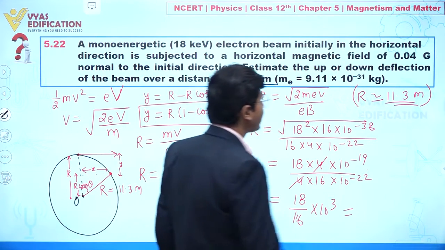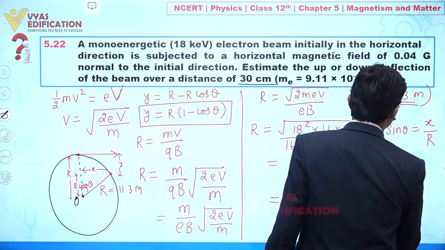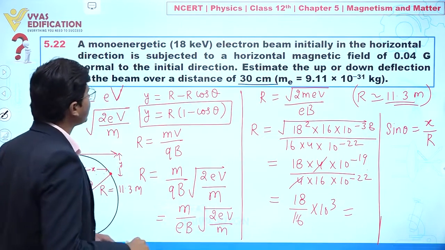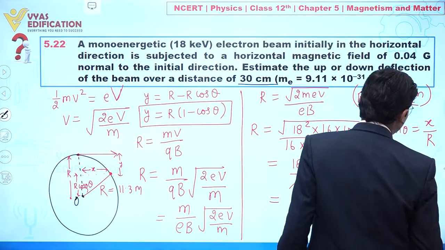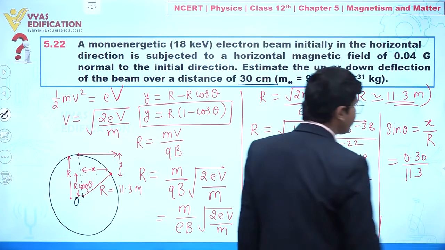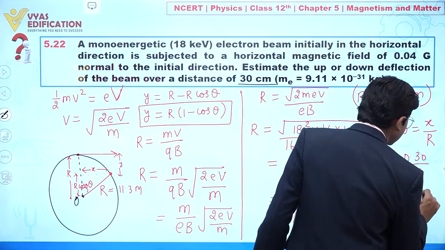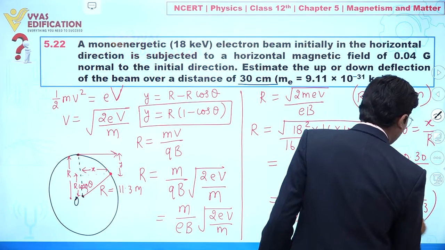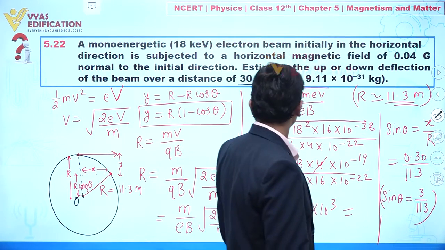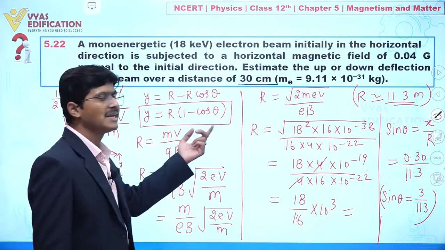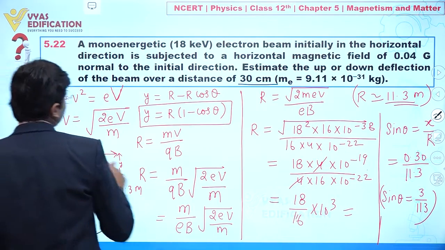Yes. Directly I can say what is value of sine of theta. Sine theta is given by x by r. Clear? Value of x we have 30 centimeter. I can say this is 0.30 meter divided by r, we are getting 11.3. Clear? So from here we can write like this, value of sine theta is given by 3 divided by 113. Clear to you? Sine theta equal to 3 divided by 113. So that's why I am saying to you here, it is always better to write value of sine theta. Clear? So now we can write that value.